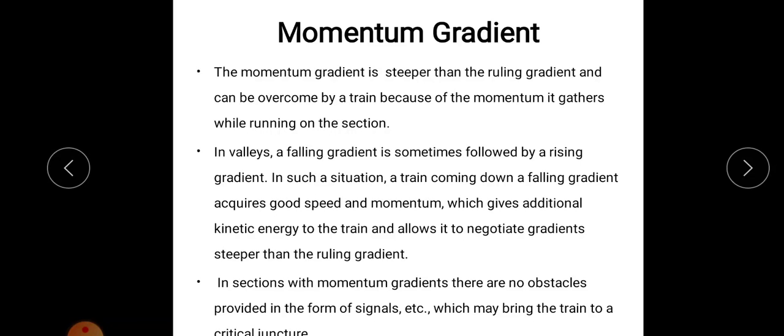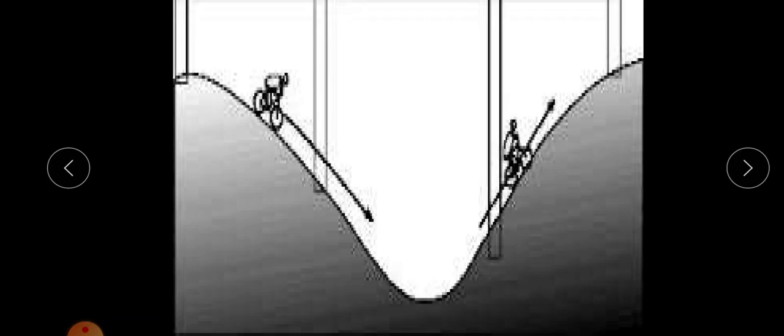In such a situation, a train coming down a falling gradient acquires good speed and momentum, and this will give additional kinetic energy to the train and allow it to negotiate gradients steeper than the ruling gradient. That is, as I have told, this momentum gradient is steeper than the ruling gradient. In the case of a valley, there will be a falling gradient followed by a rising gradient, and this gradient will be steeper than our ruling gradient. It is the steepest gradient.